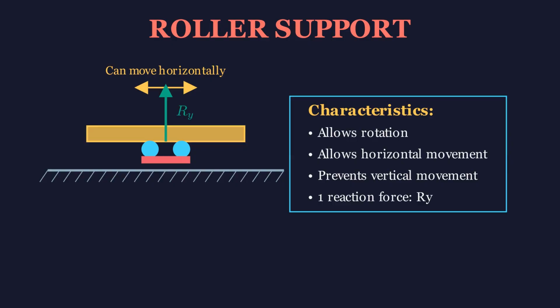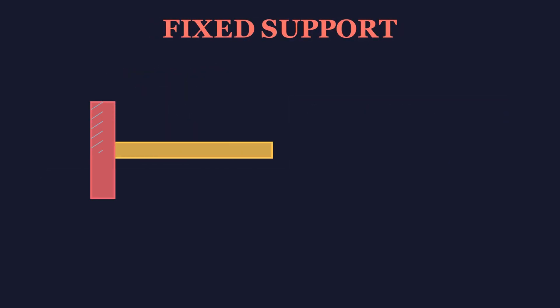The roller support is unique because it allows movement in one direction. It permits both rotation and horizontal translation, but prevents vertical movement. The roller support provides only one reaction force, Ry in the vertical direction. This support is commonly used in bridges to accommodate thermal expansion and contraction of the structure.